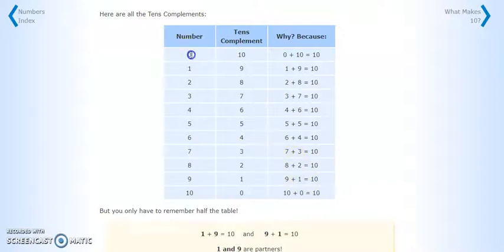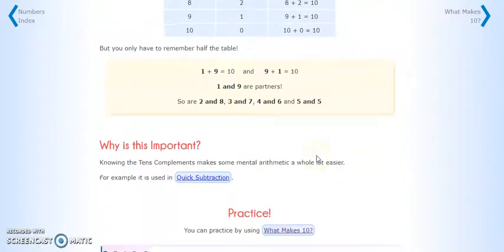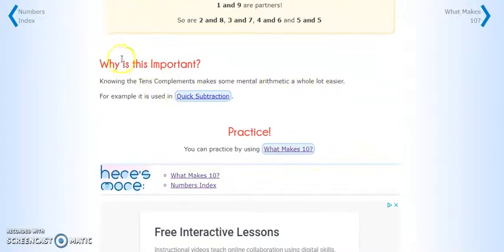So if you can remember at least the numbers up to 5, you just have to remember to flip the numbers, and that will give you 10. From now on I'm going to call it a friendly number. So why is it important?